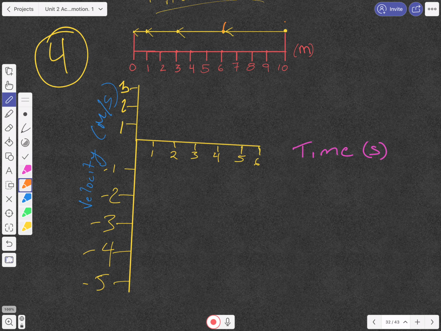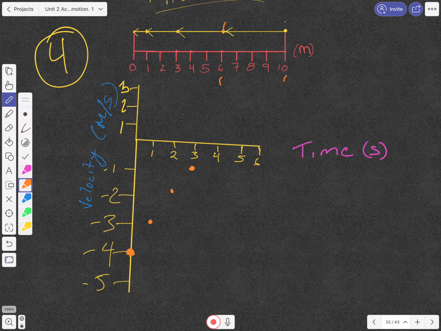So that is 5 meters at 0 seconds. Oops, I'm sorry, it is 4 meters. -4 meters, because we're going from 10 to 6. And then we're going from 6 to 3, which is 3 meters. And from 3 to 1 is 2 meters per second. And from 3 to 4 is 1 meter.